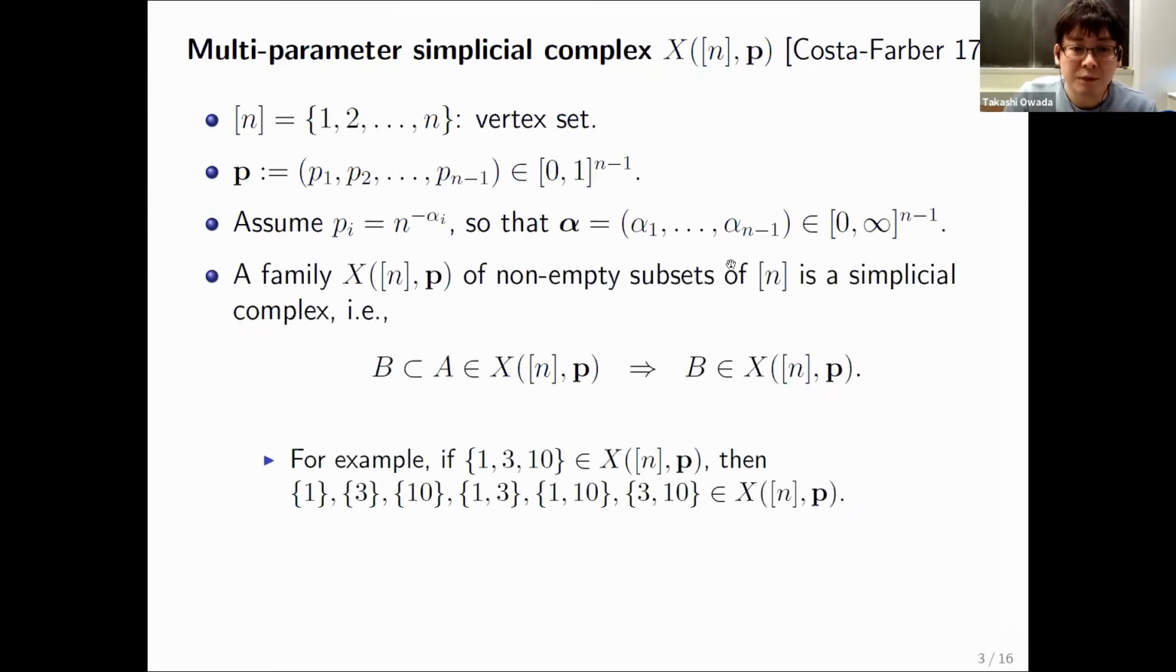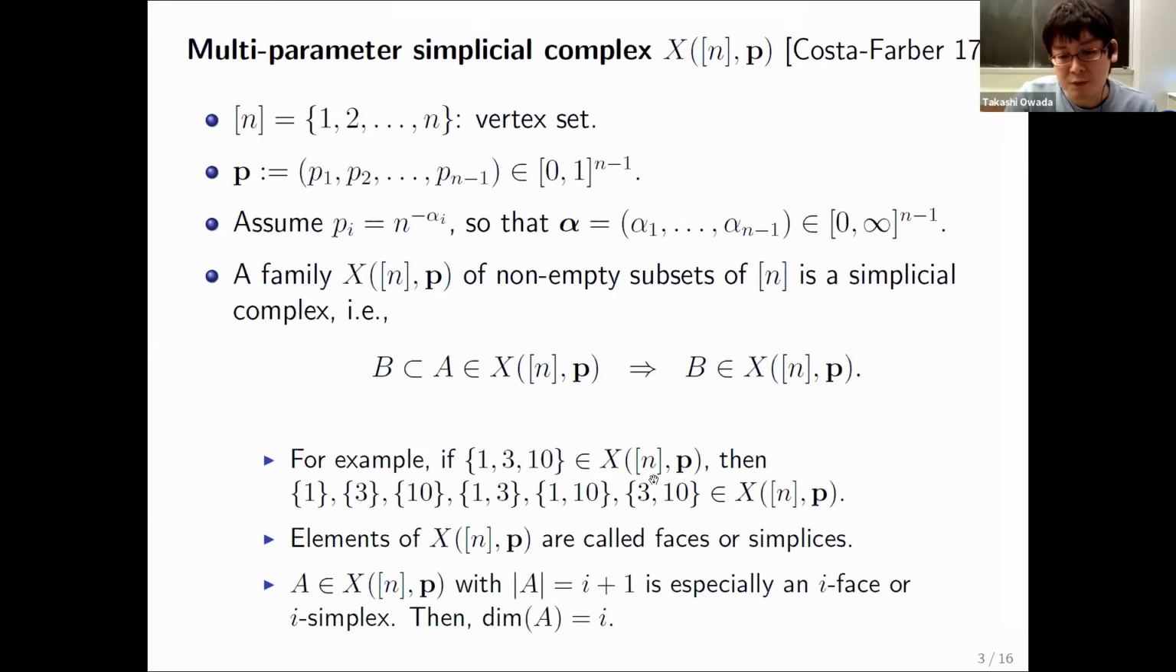And we have a simplicial complex model, which is closed under containment like this. Everyone should be familiar with that. For example, if you take 3 points, 1, 3, 10, and this is an element of X_n(p) in the multi-parameter simplicial complex, then all of these subsets will automatically be elements of X_n(p). The elements are called faces or simplices, and especially if there are i plus 1 points, it's called an i-face or i-simplex.